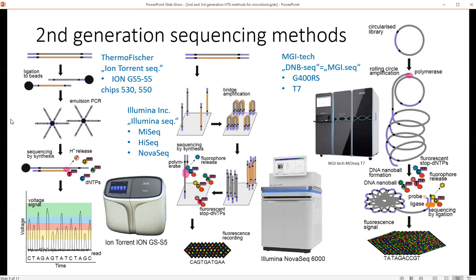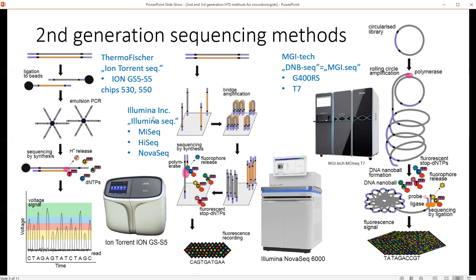So in principle, in Ion Torrent, amplicons are ligated to beads. Then emulsion PCR is carried out so that the amplicons in beads are replicated. Sequencing is performed by synthesis, by reading release of protons. Incorporation of different nucleotides releases a different amount of protons, and this is recorded by the machine. So Ion Torrent machines are such kind of medium-size benchtop machines. And the best available chips include 530 and 550. More about these later.